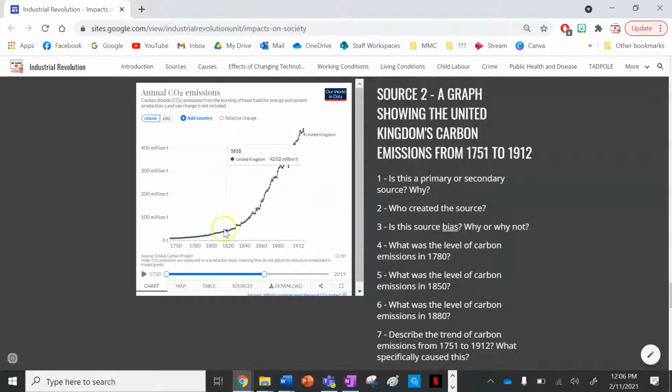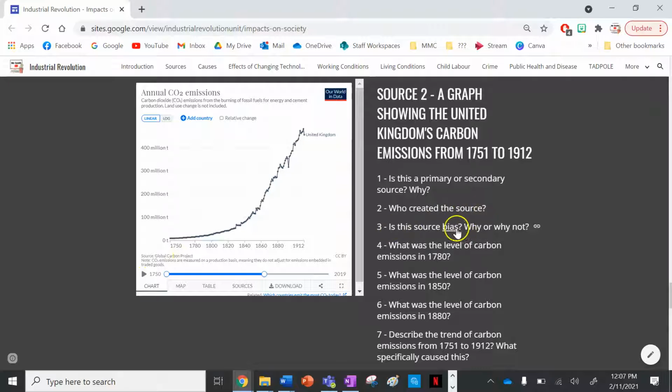Well, it is a secondary source. It's data collected from many years, from just shy of 200 years, so it's collected over a long time. And this graph was also finalised long after the Industrial Revolution ended. So it's a secondary source. Who created the source? Well, it says here the source is by Global Carbon Project.